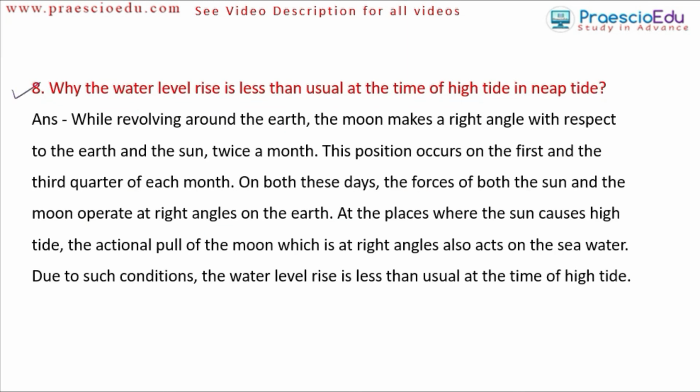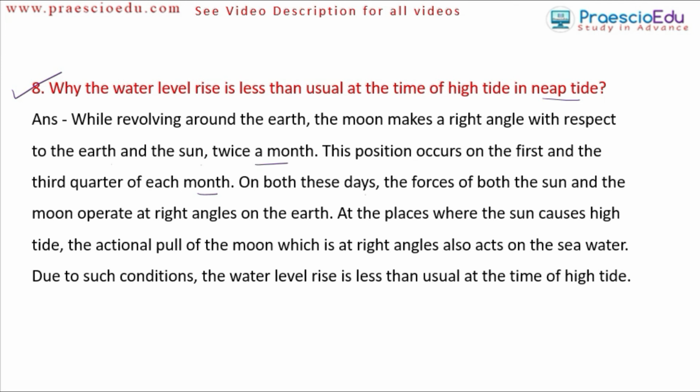Next question is why the water level rise is less than usual at the time of high tide in neap tide. And the answer is while revolving around the earth, the moon makes a right angle with respect to the earth and the sun twice a month. This position occurs on the first and the third quarter of each month.